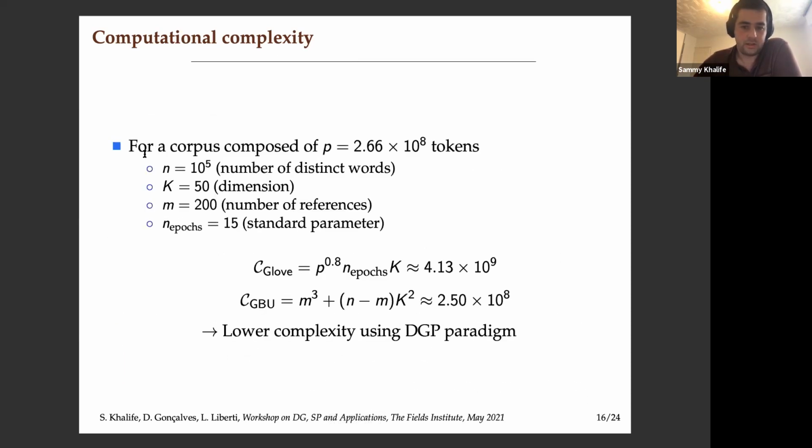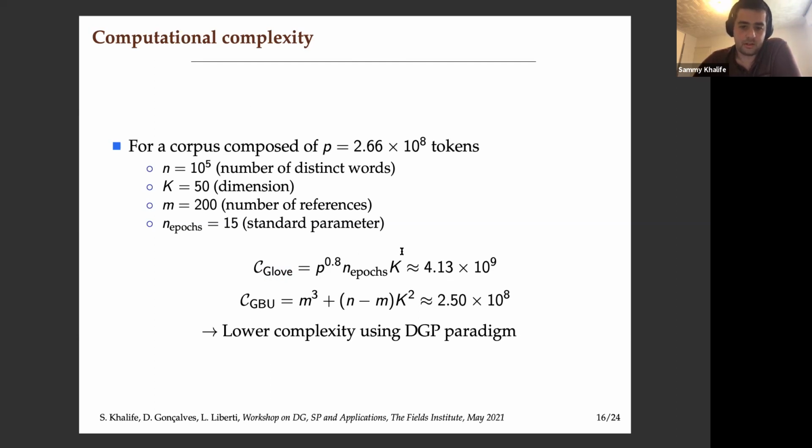But if you consider a concrete case, for instance, a corpus of documents composed of about 300 million words or tokens with a vocabulary of 100,000 words, and you want to embed your words in dimension 50 with 200 references for the GBU, the geometric buildup algorithm, and the number of epochs, which is a parameter for the stochastic optimization scheme, equals 15. Then you're able to compare the complexity of the geometric buildup algorithm versus, for instance, GloVe, which is one of the state-of-the-art methods for unsupervised learning of word embeddings.